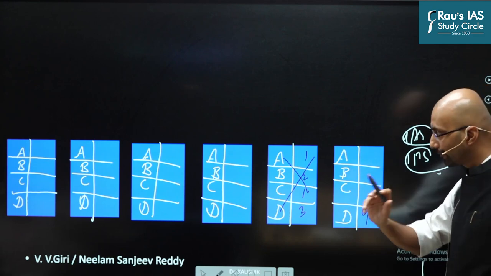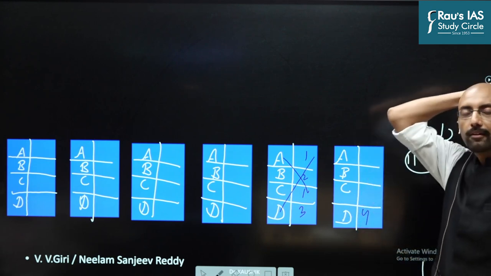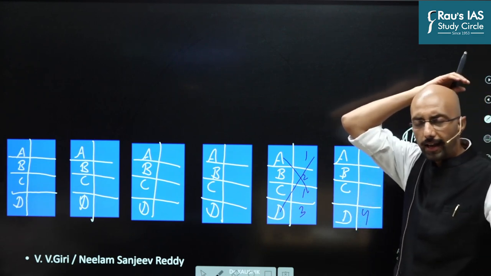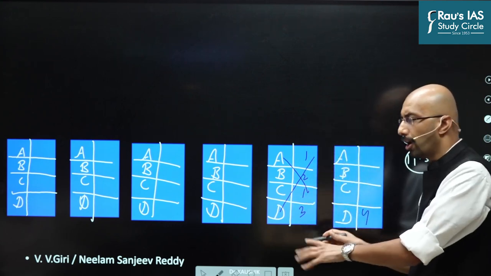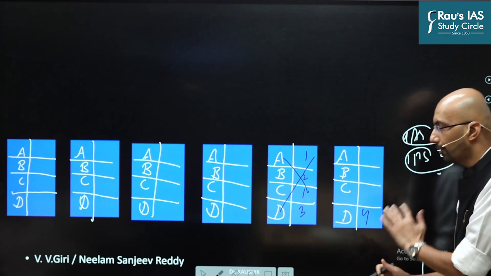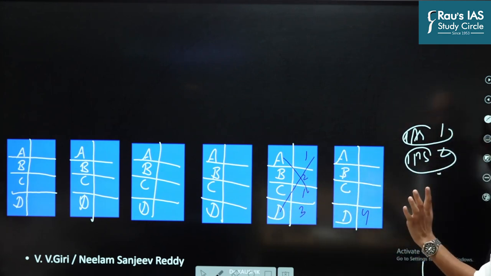So all such votes which are not clear, where an elector has given two first choices or two second choices or any such votes, they are all cancelled by the Election Commission.